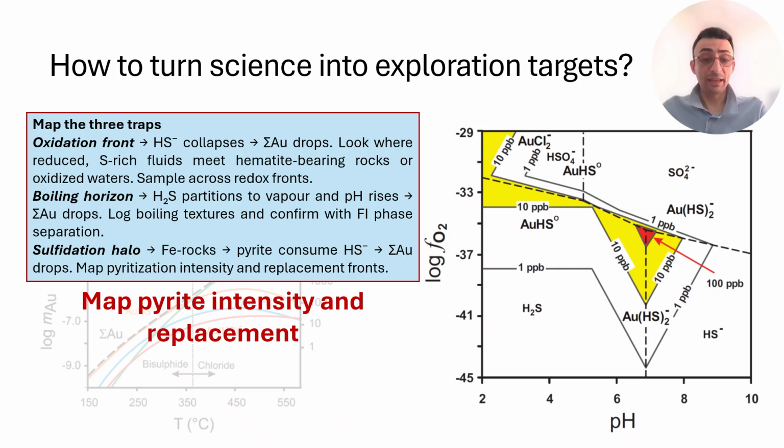Third is sulfidation halos. Pyritization of iron-bearing wall rock consumes hydrogen bisulfide. So we need to map pyrite intensity and replacement and expect gold pinned to those halos.